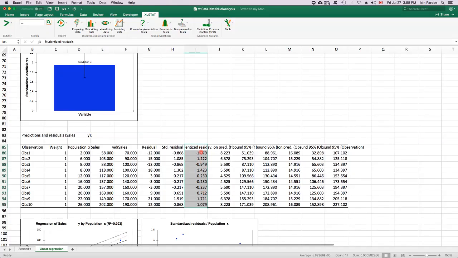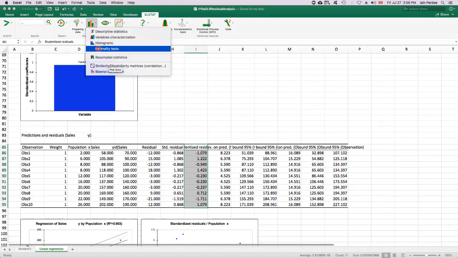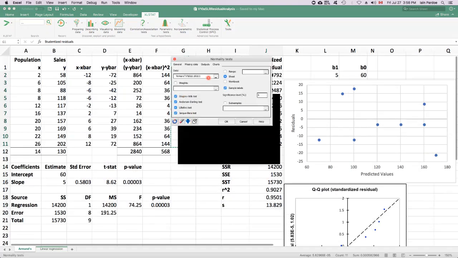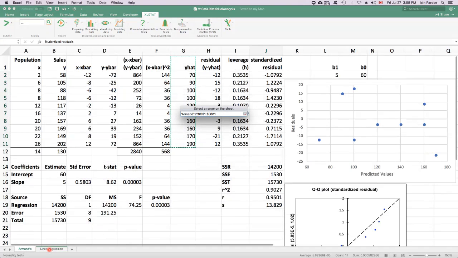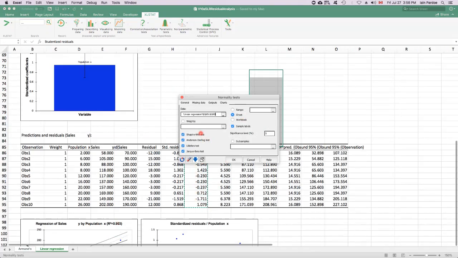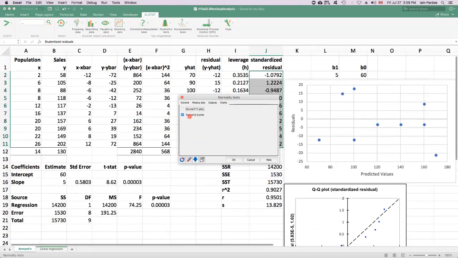So if I want to create a QQ plot, I go to describing data and then normality tests. And I select the standardized residuals here. And it's going to give me a whole bunch of numerical tests, but I'm interested in a chart. In particular, I'm interested in what it's calling a normal QQ plot, and that's what we're calling a normal probability plot. Don't click this one, which is something else.